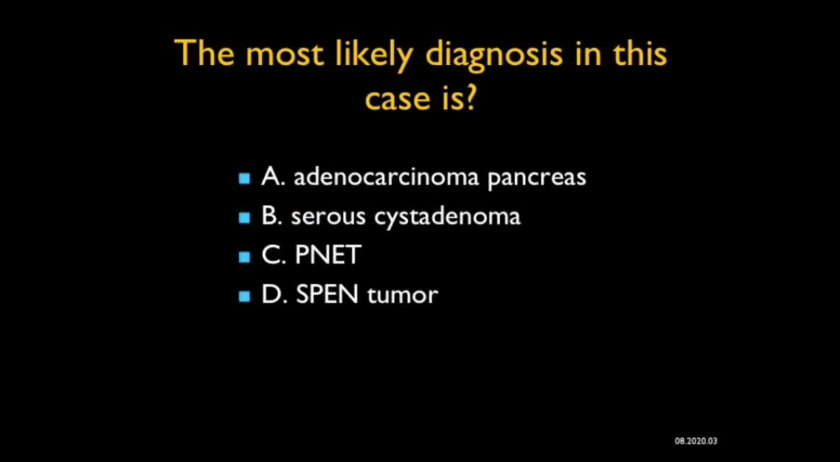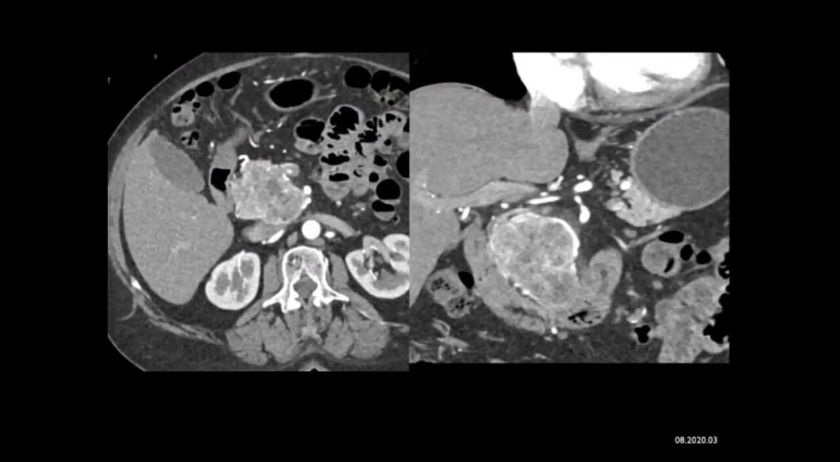The most likely diagnosis in this case is, and I've given you 4 choices. When you look at the images, you see what looks like an enhancing lesion in part with some draping of vessels in the head of the pancreas. There's no dilated pancreatic duct, though I admit it's hard to see the pancreas in detail. There's no intrahepatic ducts. The lesion is enhancing, and it pushes on the duodenum.